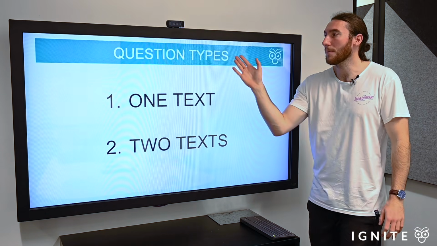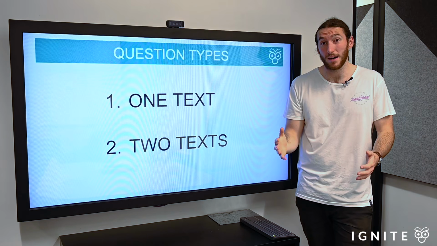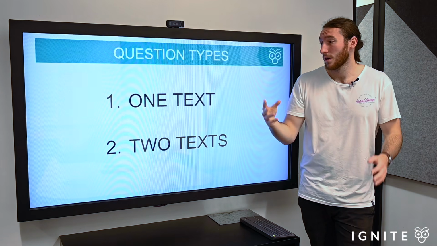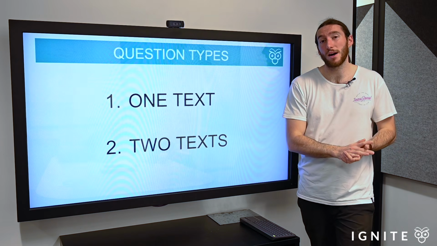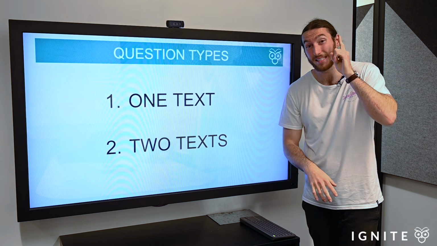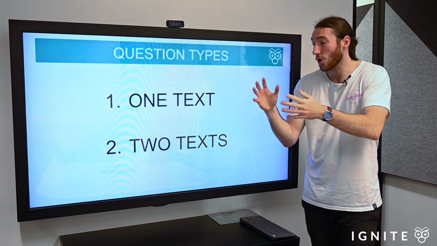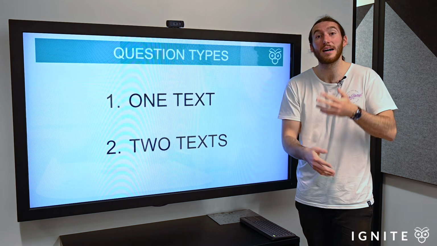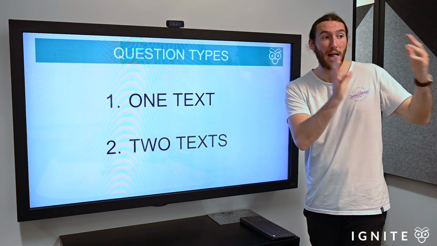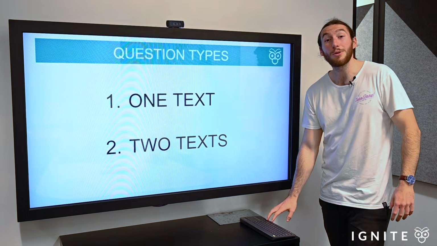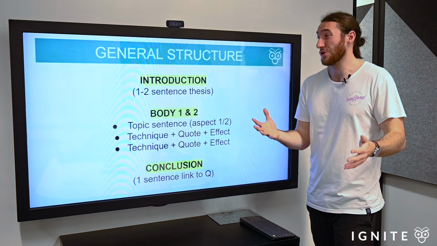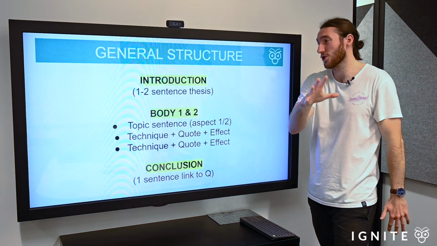Okay, so the types of questions you could get for a 6 to 7 marker are twofold. So there's a 1 text question, a 6 to 7 mark question that only asks about 1 particular text. And then there's a question that will ask you to compare or consider 2 texts that you have been given to read or look at as part of section 1. Irrespective of whatever question you get, this is the general structure, and I've just explained it there.